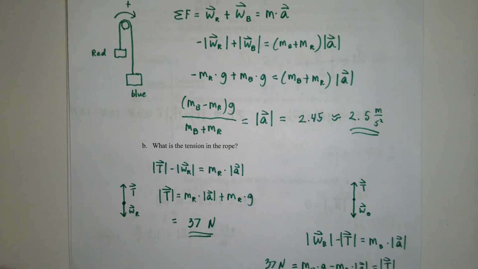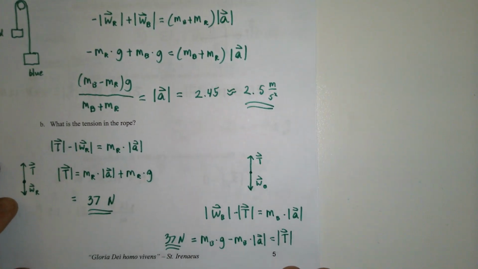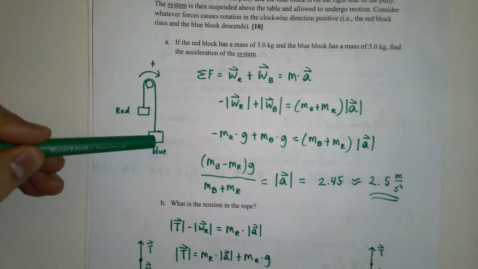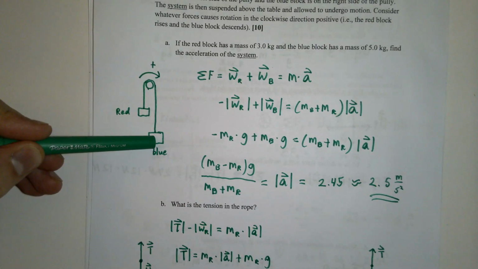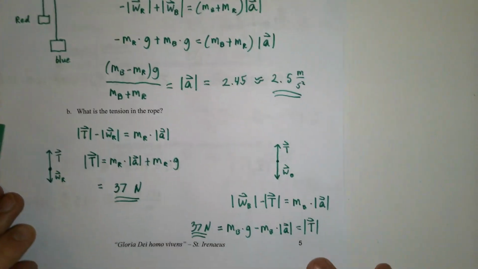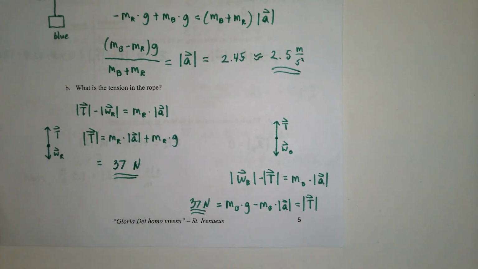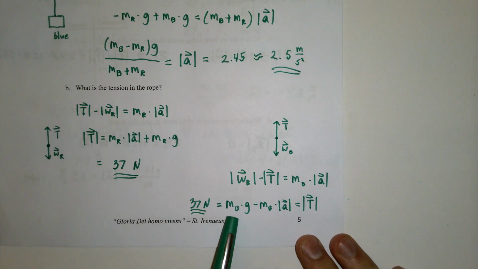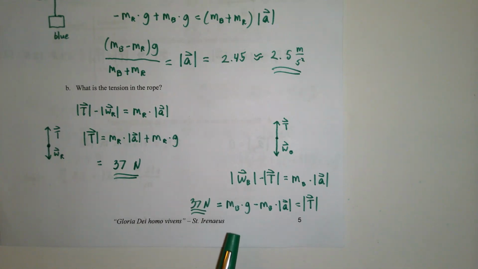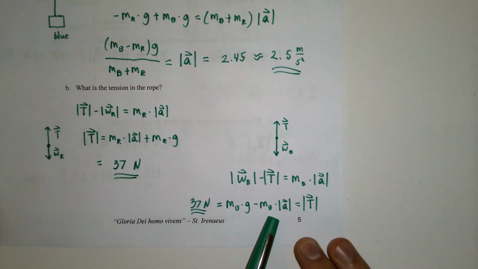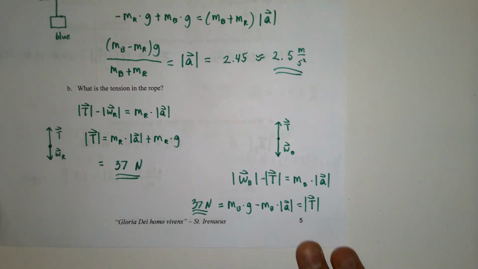If we chose the other block, the blue block, in which our tension is pointing upwards and our weight is pointing downwards, we find that it'd be the same tension, 37 newtons and 37 newtons. It doesn't matter which of the two blocks you analyze, you'll see that they are the same. In this case, however, we have the weight and we have the acceleration moving in the same direction, right? So that's where this negative sign comes in. So it's actually the tension.